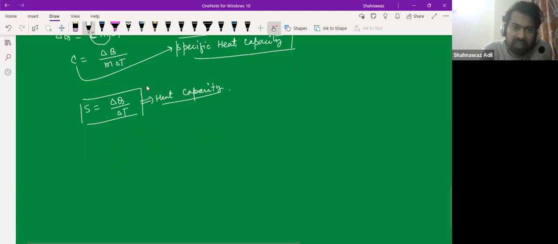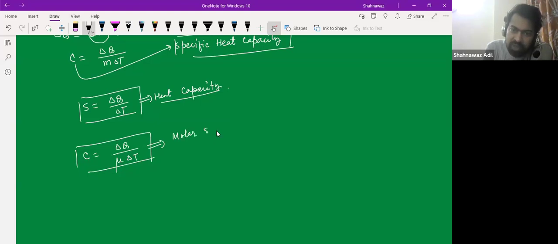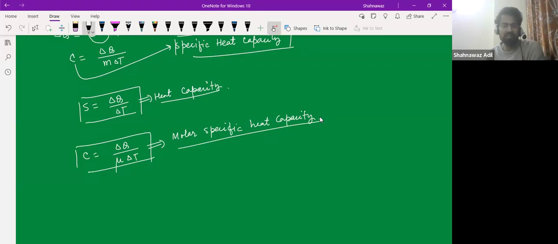And if in place of this mass we write mu, which is the number of moles, so this was called what? This was molar specific heat capacity, right? So this is the thing.